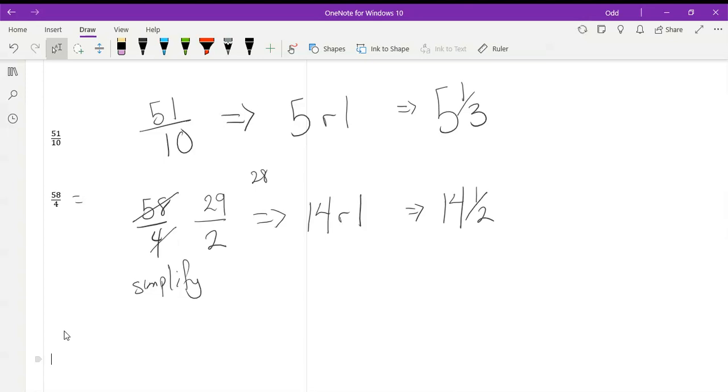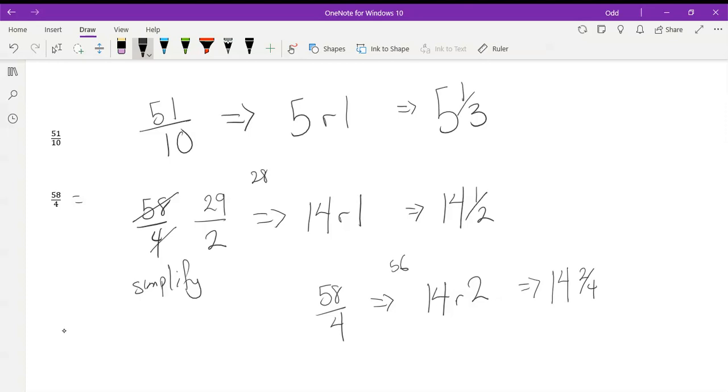All right. Now, what if we decide not to simplify the 58 over 4? Are we still going to get the same answer? Let's see. So we have 58 over 4, right? So what is 58 divided by 4? That will be 14, with a remainder of 2, because 14 times 4 is going to be 56. So 58 divided by 4 is 14 with the remainder of 2. So if we change it to a mixed fraction, that will be 14 2 over 4. Then we can break down this 2 over 4 to give us 1 over 2. So we still get the same answer, 14 wholes 1 over 2.